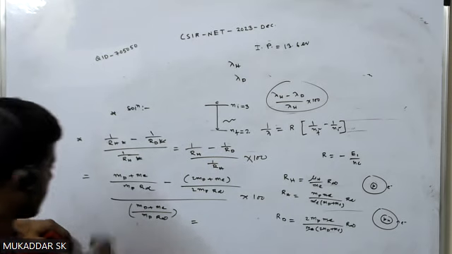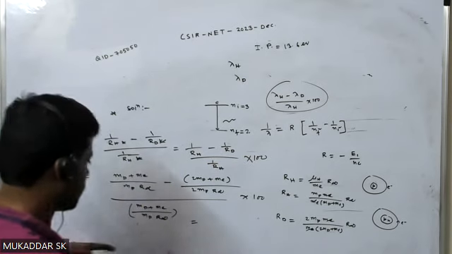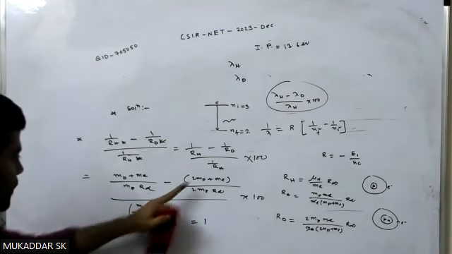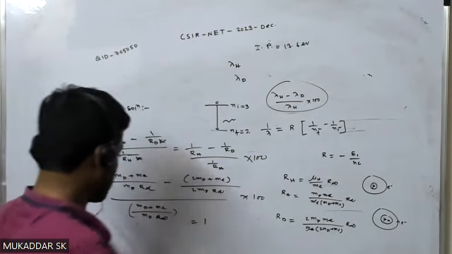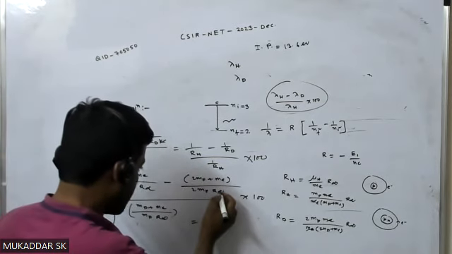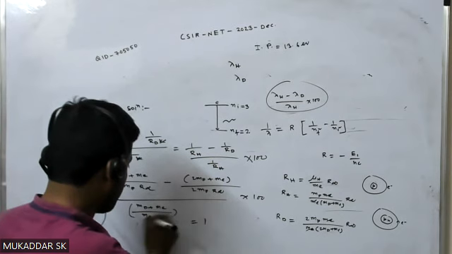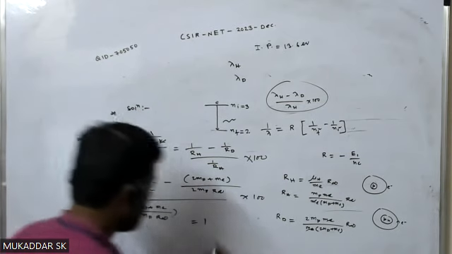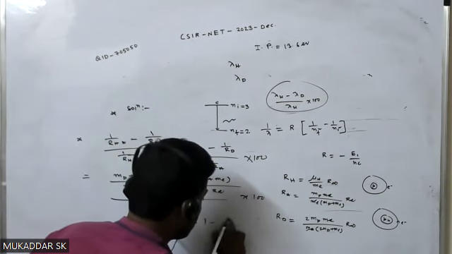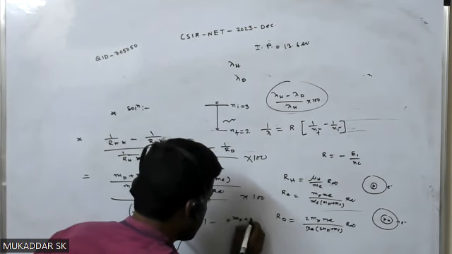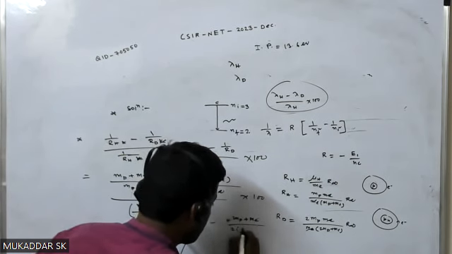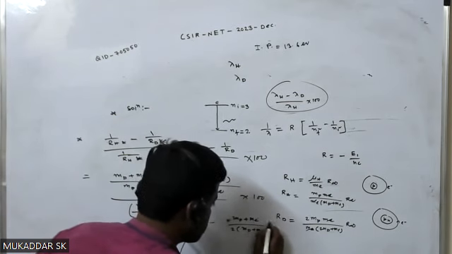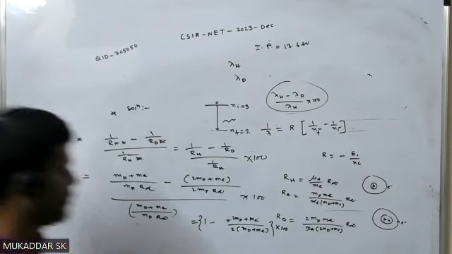So if you divide this by this, what will you get? You will get simply 1, because this is an identical term. Now if you divide this by this, you can see R infinity cancels and mp cancels. So what is left? You will have 1 minus 2 times mp plus me divided by 2 into mp plus me, into 100. That is given.